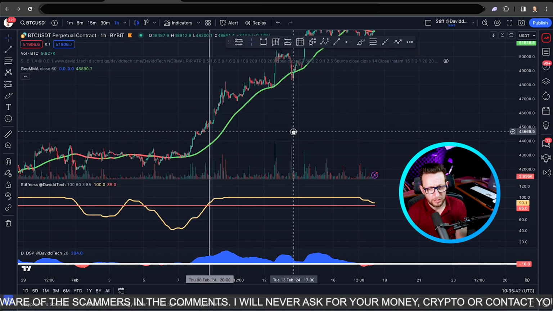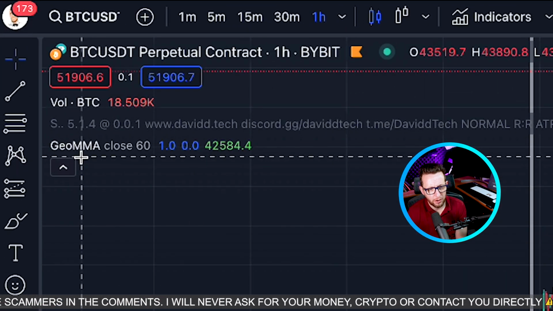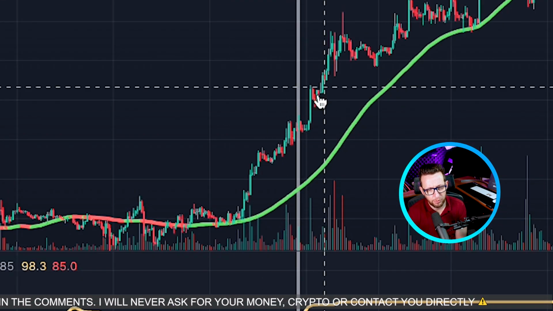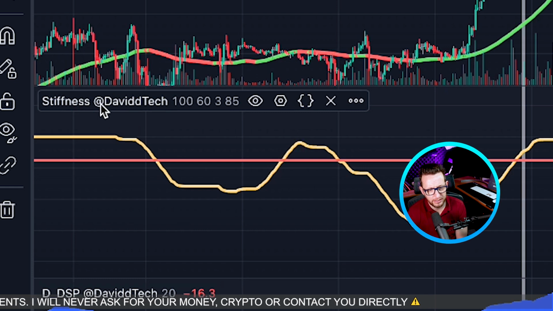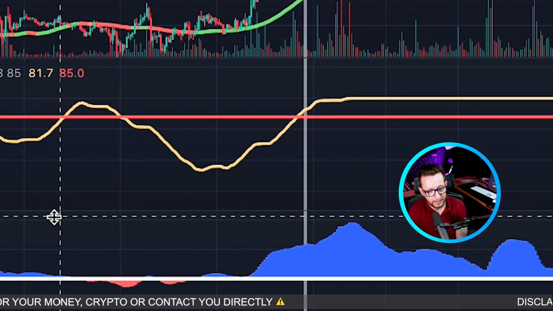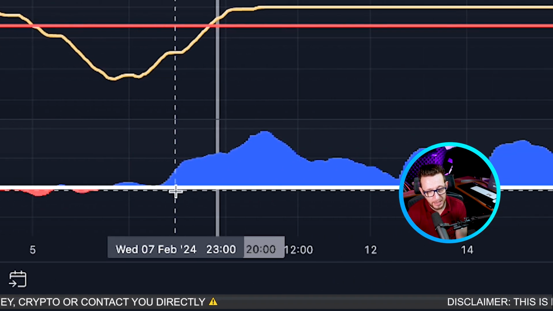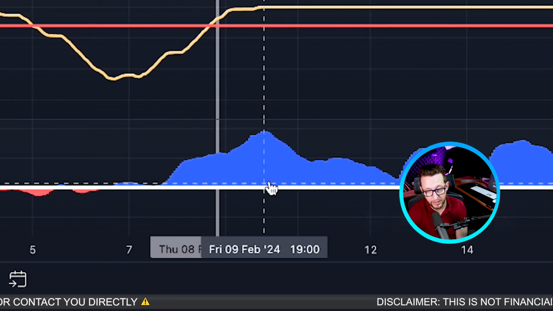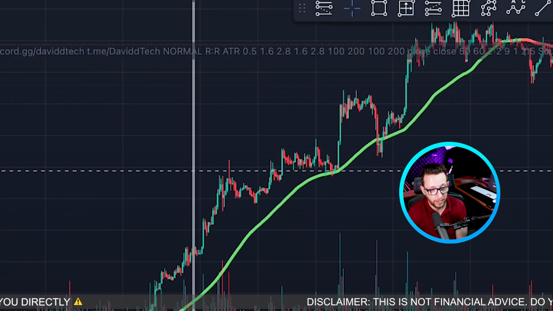So here are the rules of our trading strategy. We have the Geo MMA in green and price is above it. We have the stiffness index. We are above, so this yellow line is above the red line. The DSP is in blue, so we're above the white line, and we can confirm our entry just here.